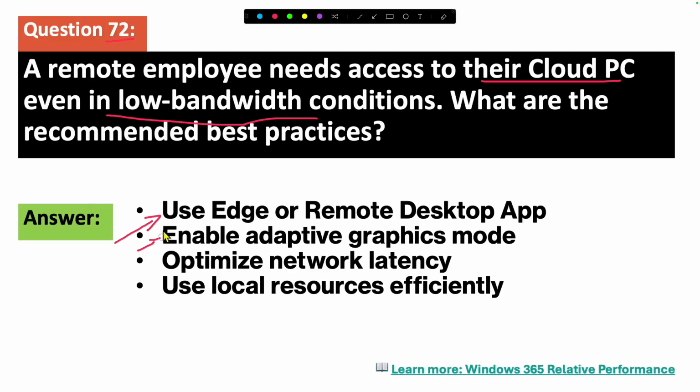Second, you can enable adaptive graphics mode. This reduces bandwidth usage while maintaining responsiveness. So when you go to the app or the browser, you can turn on this adaptive graphics mode, which will reduce the bandwidth usage while using it.